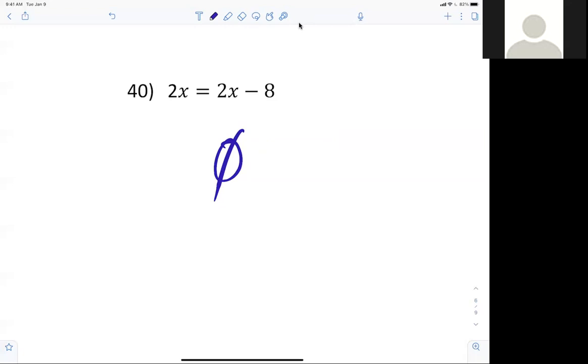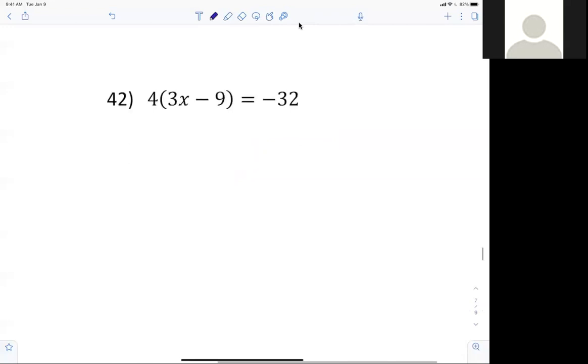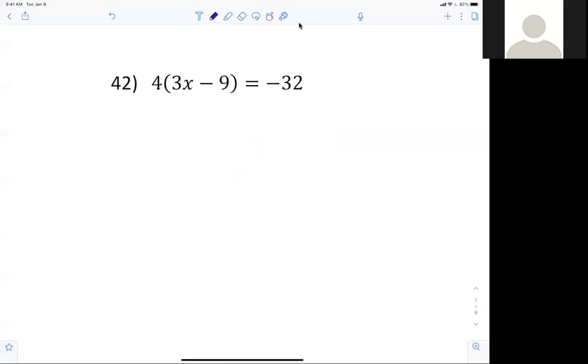Now, everybody needs to look up there and say, that's obviously no solution, right? Obviously no solution. All right, here we go. 42. Jolie, you with me, right? Evan, why don't you help me? What am I doing here? Feel free. Let's go.